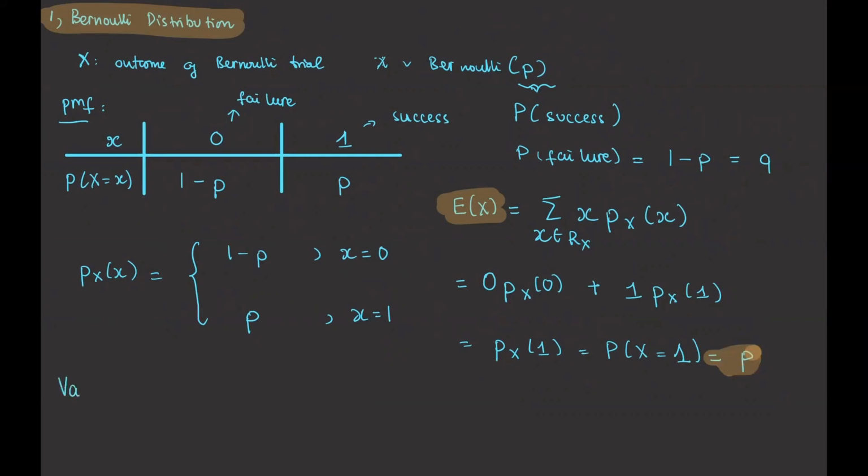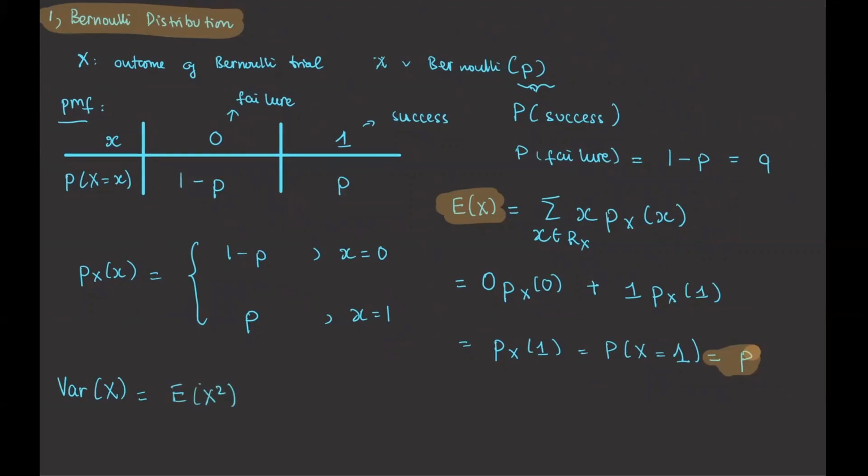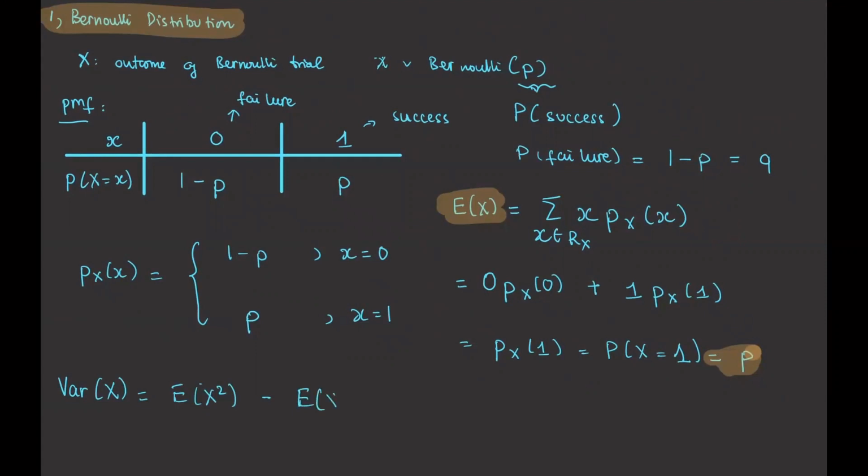Next, we move on to variance. Variance is given by the formula expected value of X squared minus expected value of X, and everything squared. We just derived the expected value of X, which is p. So I know this term is p squared. The only thing I need to find is this term, expected value of X squared. So we will go find that.